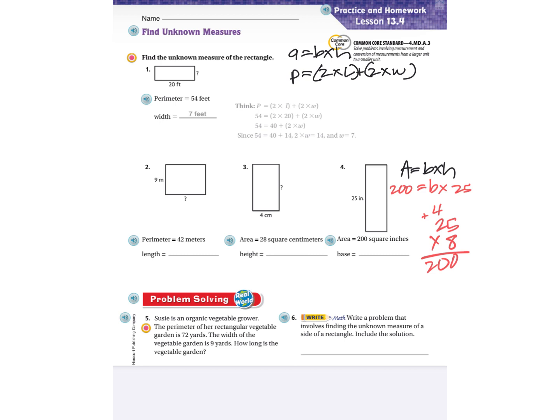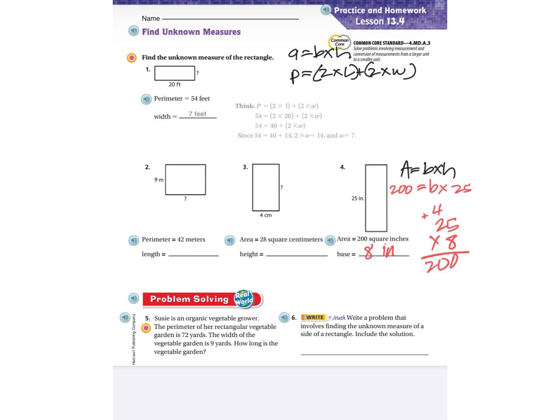Okay, so what is our base? 8. You're right. Sorry. 8 what? It's not square because that's the area. It's just the side. So it's 8 inches. Okay? So that's an area one.